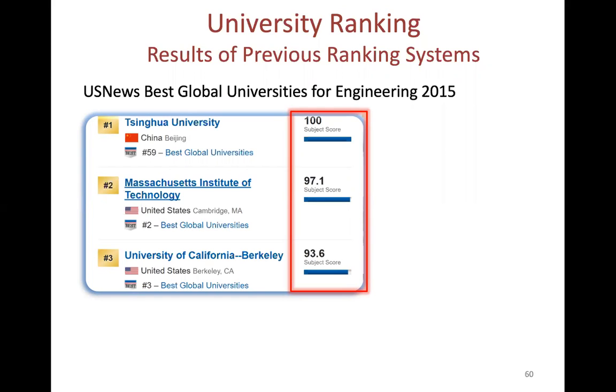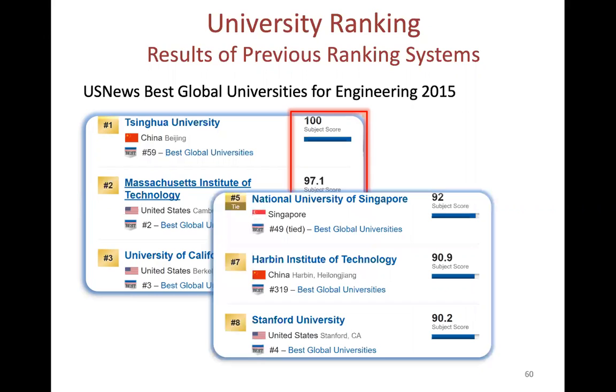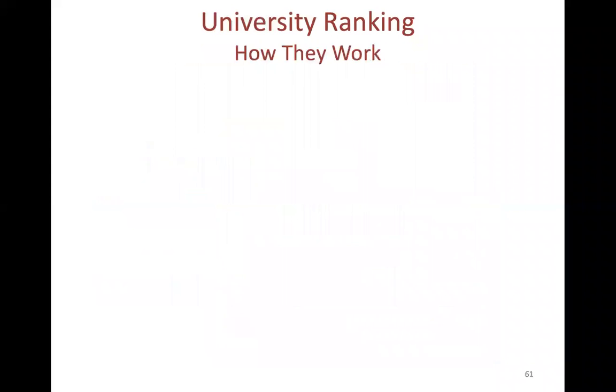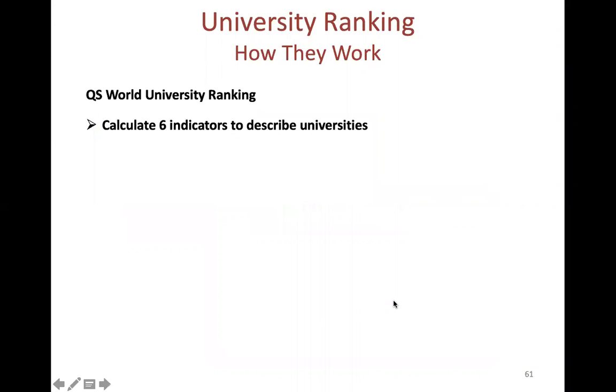So for example, if you look into the Global University ranking of Engineering, you can see that Tsinghua University is actually better than MIT in terms of the subject score. But Tsinghua is 59 in the world, while Massachusetts is number 2 in the world. So how can these rankings be interpreted and used? At the same time, National University of Singapore is 49 in the global ranking, so it's higher than Tsinghua, but 92 in terms of engineering. Is it correct or not? Most of these things are quite often questionable.